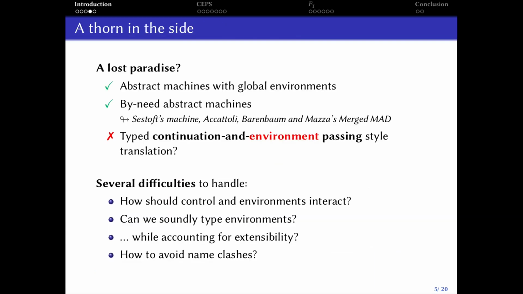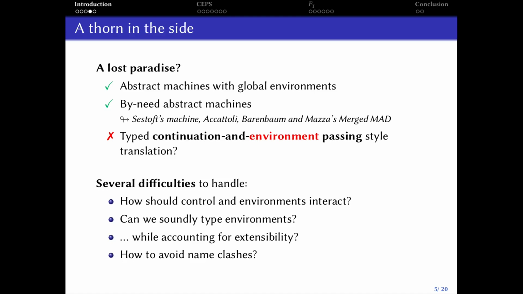But more than these difficulties that are somehow already handled, because we know how to define abstract machines with global environments, and there exist also by need abstract machines, the hard question is to know how to define some CPS translation, and actually a typed CPS translation, but already untyped is a hard question, because it cannot only be a continuation passing style translation, but it has to pass somehow the environment, because the environment is global, so it has to be passed around during the computations. And for that, there are several difficulties to handle.